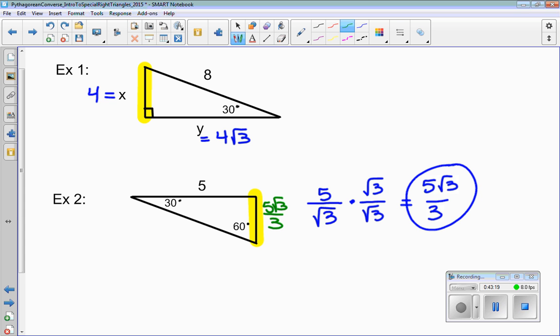So how do I take 5 radical 3 over 3 and multiply it by 2? Well, when you multiply a fraction by a non-fraction, you can put it over 1. My denominator will still be 3. How do I multiply what's in the numerator? Does the 2 get multiplied by the 5, the square root of 3, or both? Just the 5. So the answer becomes 10 square roots of 3 over 3.